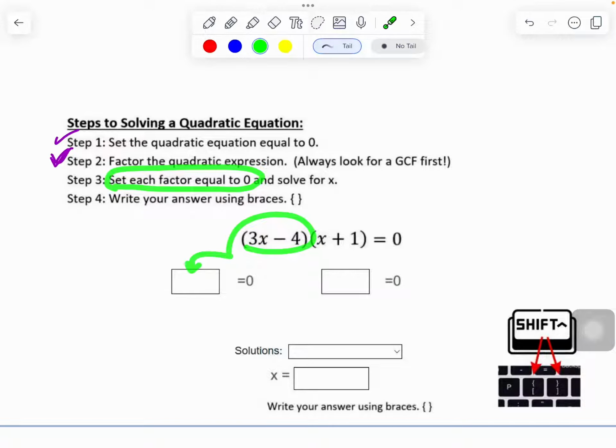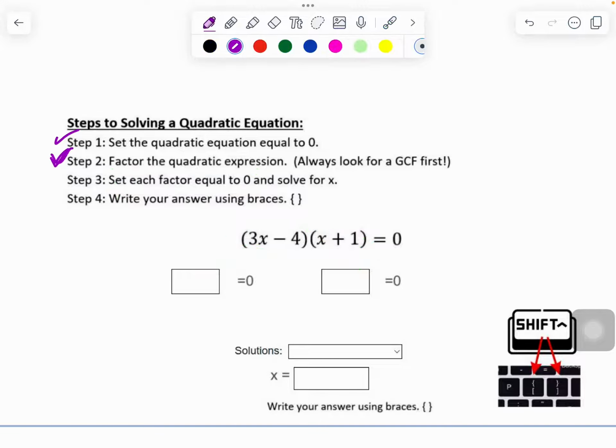So step 3 says we're going to set each factor equal to 0 separately. So we're going to drag this right here, and we're going to drag this one right here, and we're going to set them equal to 0. So 3x minus 4 equals 0, and x plus 1 equals 0. And we're going to solve these separately. So I'm going to write this one off to the side. 3x minus 4 equals 0.